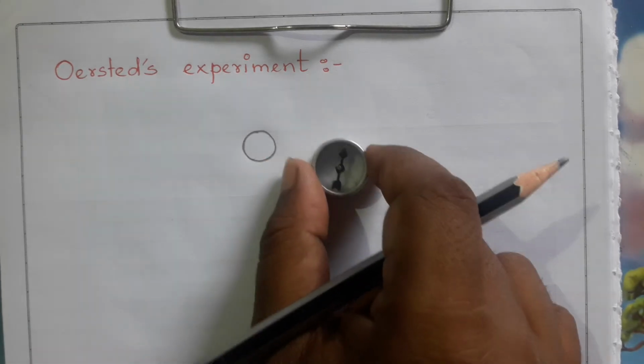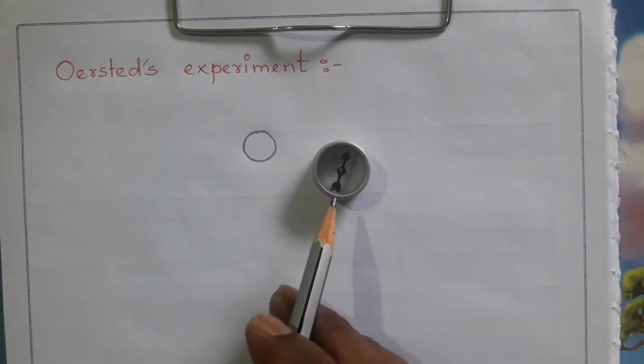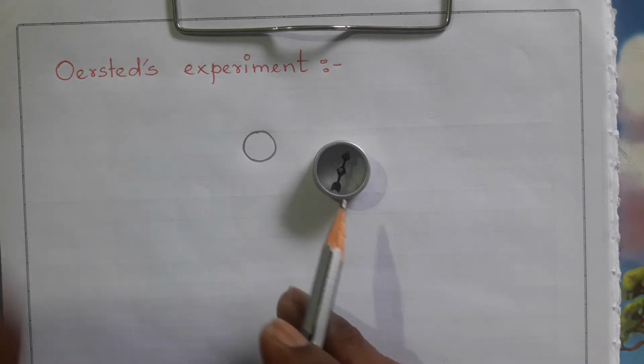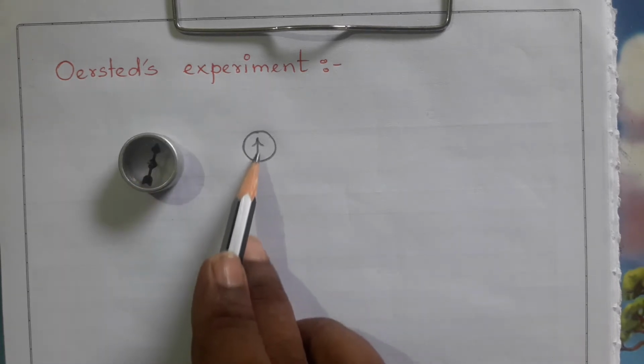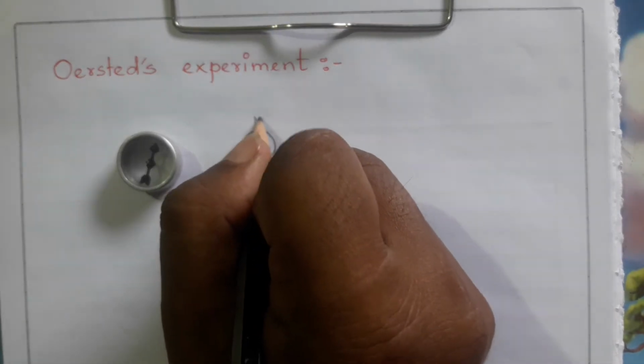Now this is a magnetic needle or magnetic compass. Let me draw it like this. This is a magnetic compass. The needle is a small magnet. This is a magnet actually. A magnet always aligns itself along the north-south direction.